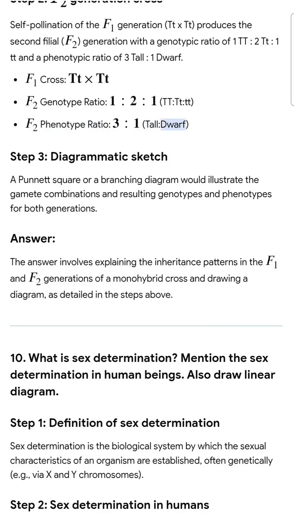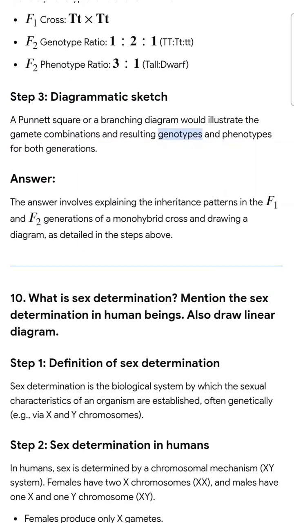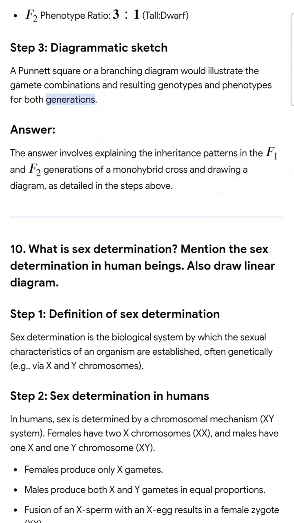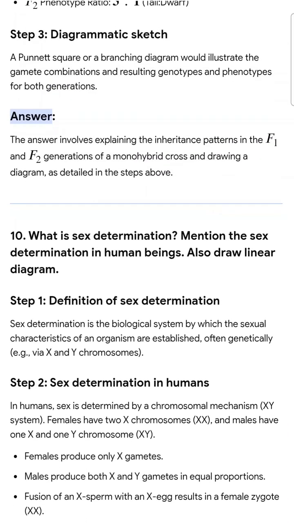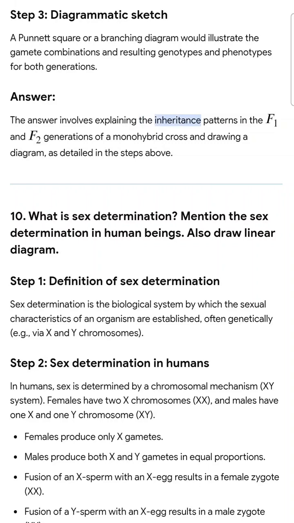Tall, dwarf. Step 3, diagrammatic sketch. A Punnett square or a branching diagram would illustrate the gamete combinations and resulting genotypes and phenotypes for both generations. Answer. The answer involves explaining the inheritance patterns in the F_1 and F_2 generations of a monohybrid cross and drawing a diagram, as detailed in the steps above.